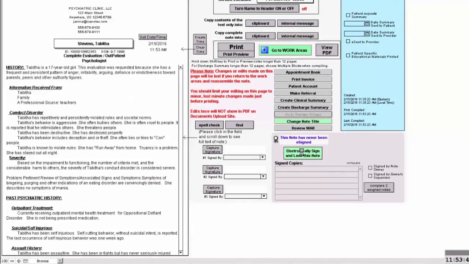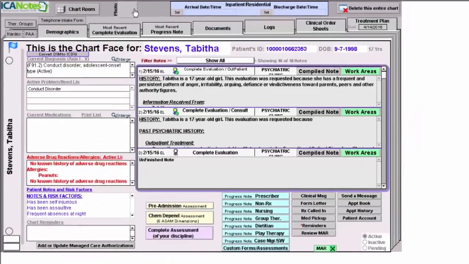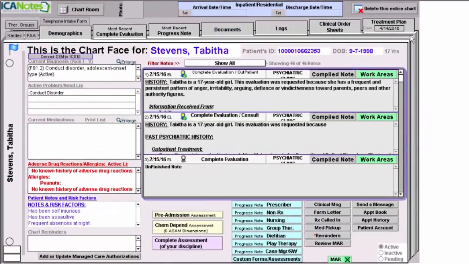All I need to do now is electronically sign this. Return to our chart face. And here's our complete evaluation. We're finished.